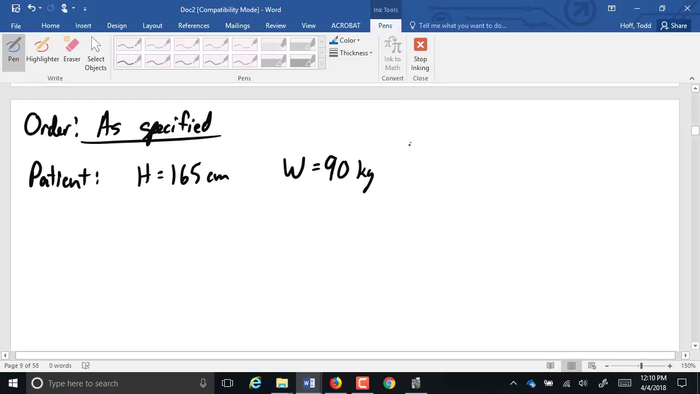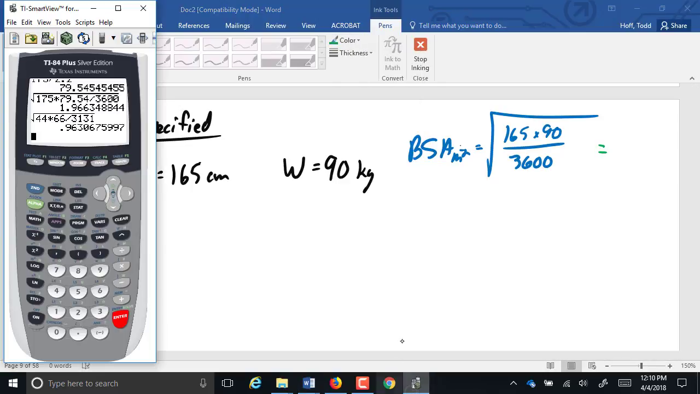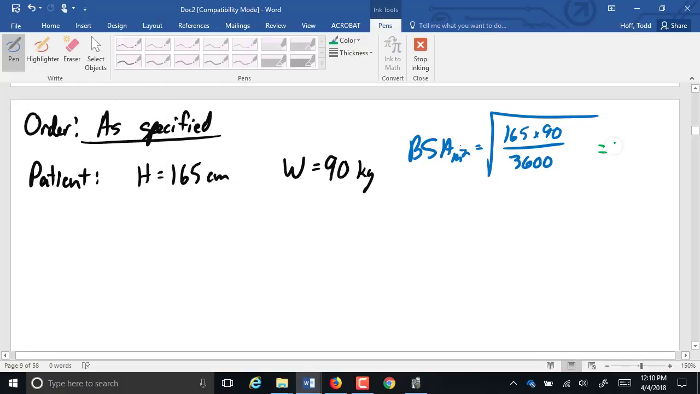So we're first going to find that body surface area in meters squared. So it's 165 times 90 over, since those are in centimeters and kilograms, we use 3,600 on the bottom of our fraction. So we punch it all in. The square root of 165 times 90 divided by 3,600 is 2.03 meters squared.